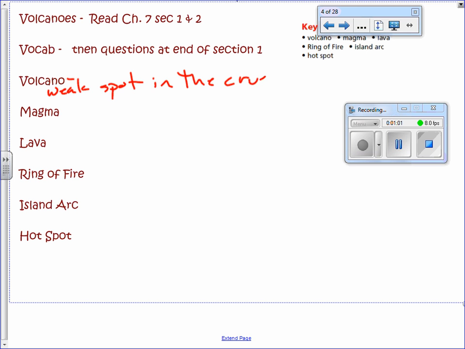Okay. So it's a weak spot in the crust where magma and lava come to the surface. And as you guys mentioned, usually this is going to happen at plate boundaries. And as we'll talk about it, especially at subduction zones and divergent boundaries. Lava and magma erupt or come to the surface.